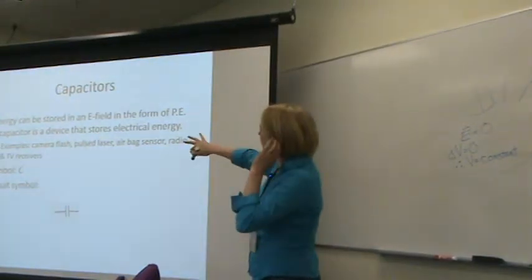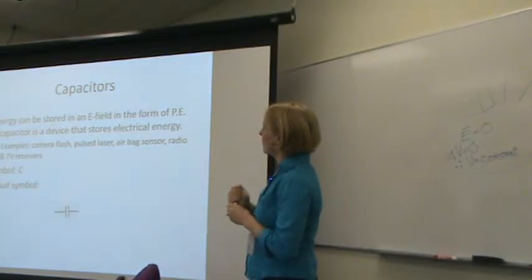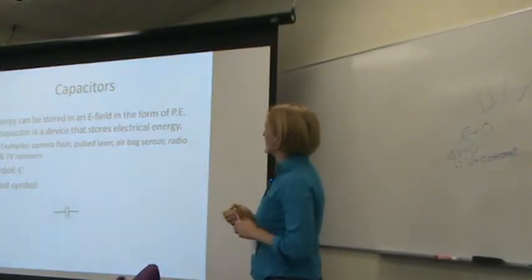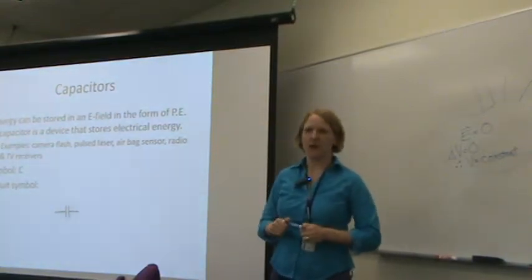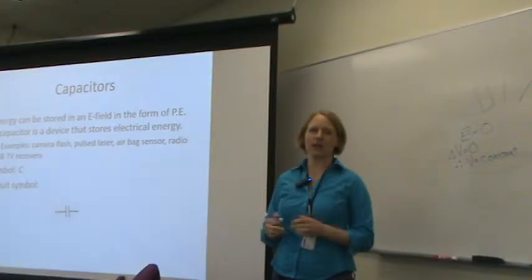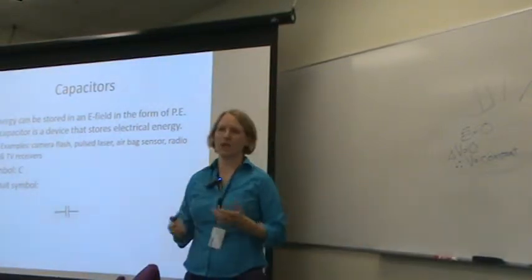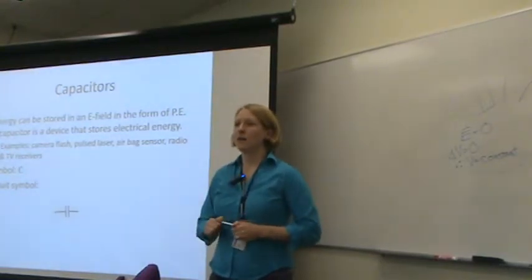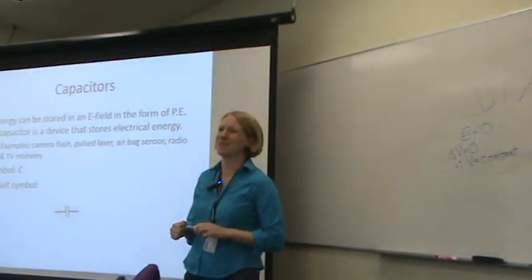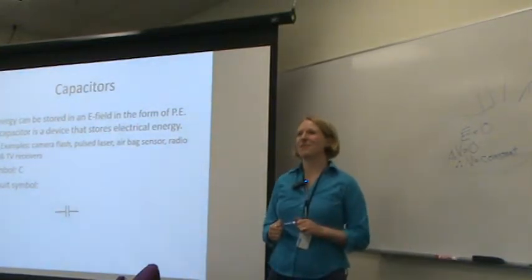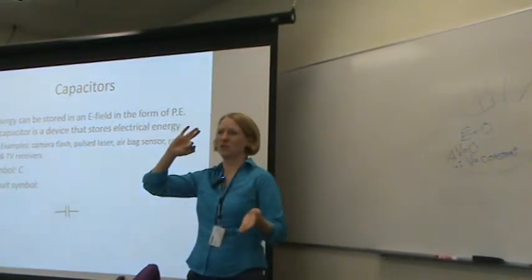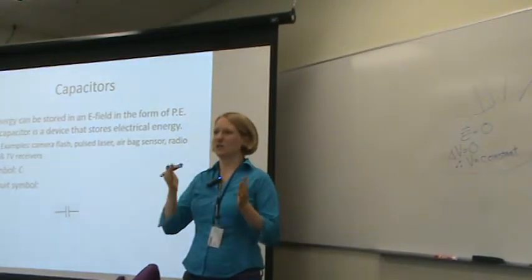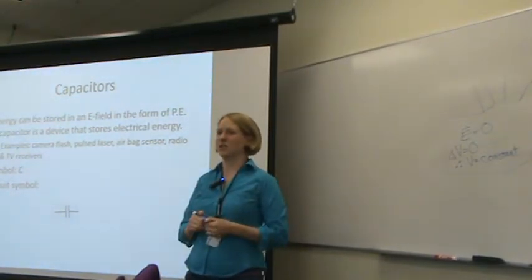Some things that use capacitors: the camera flash on your phone, pulse lasers, your airbag sensor, radio and TV receivers. Any complicated circuit, like what shows up in your computer, is going to have a capacitor in it. Does the airbag sensor use a capacitor? I don't know, not off the top of my head. My guess is that they measure for some change in potential difference. Like you have a circuit that has a certain potential difference, and then some kind of impact can trigger a change in that potential difference.